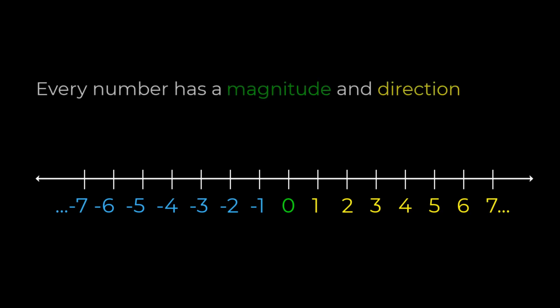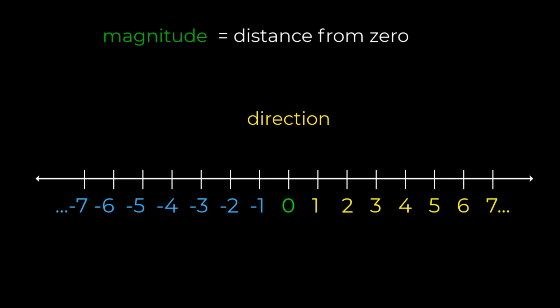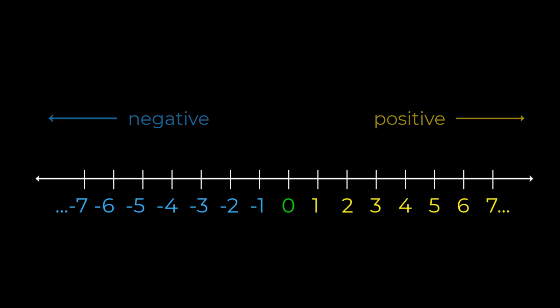We can think of any number as having a magnitude and direction. The magnitude of the number is the distance the number is from zero, and the direction is which way the number is from zero. That is, the positive or negative direction. By convention, we say that numbers to the right of zero are positive integers, and that is the positive direction, and numbers to the left of zero are negative integers, and that is the negative direction. Negative integers have a minus sign in front of them. Positive integers don't have any sign in front of them.